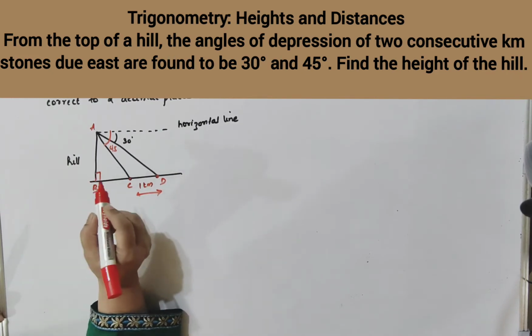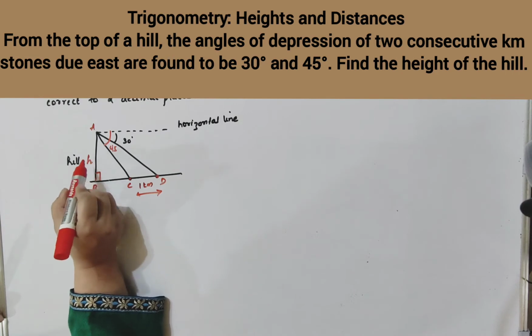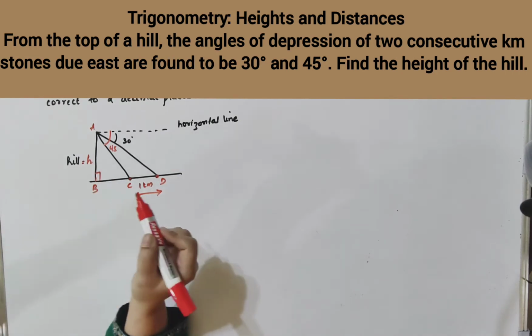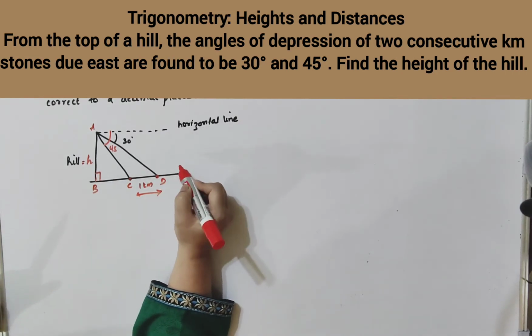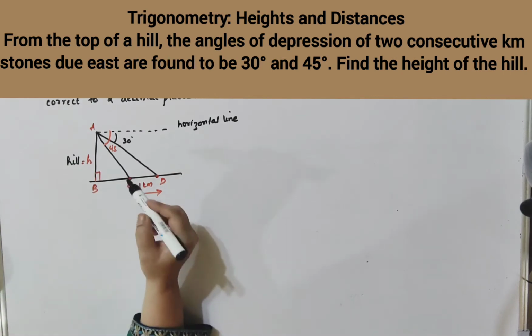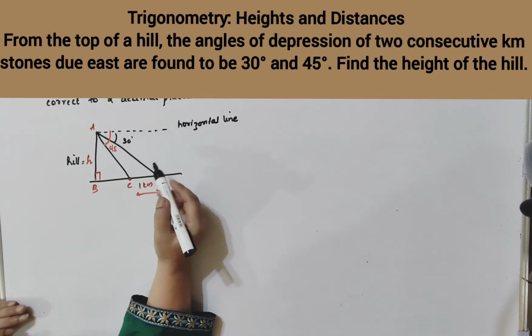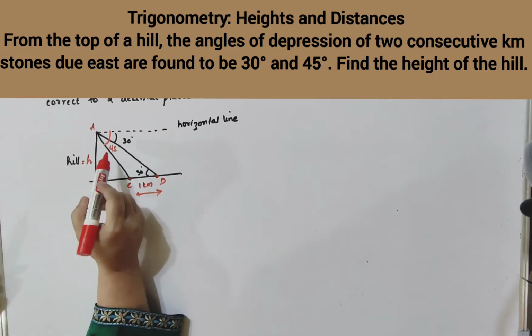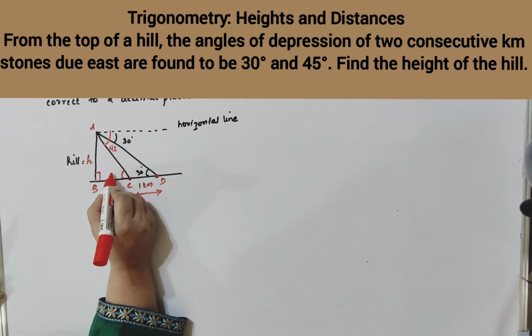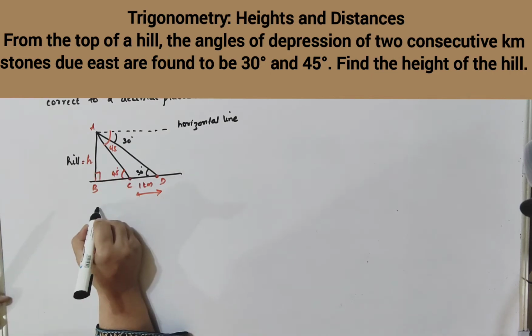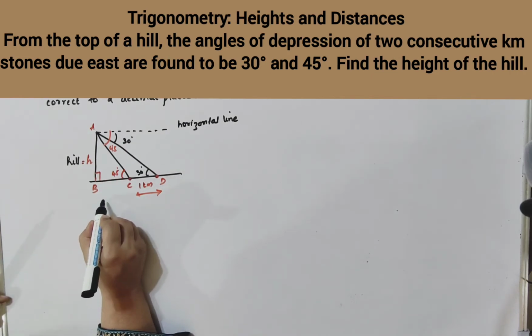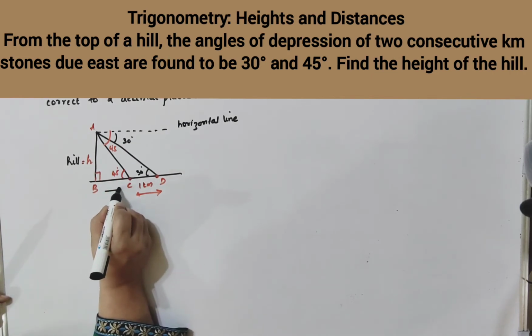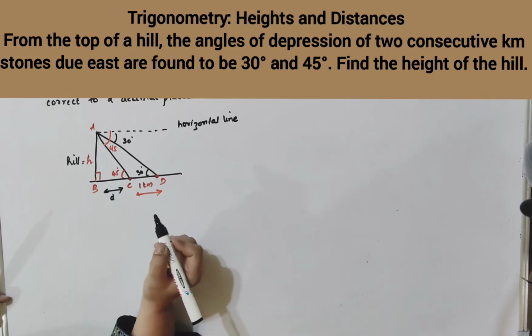This is a right angle triangle. We'll have to find the height of this hill. Let's call this H. AB is H. Now, using the alternate angle principle, the first angle is 30°, so the alternate angle is this one, 30°. And the second angle is 45°, so the alternate angle is 45°. Now let's call BC, say, D1.